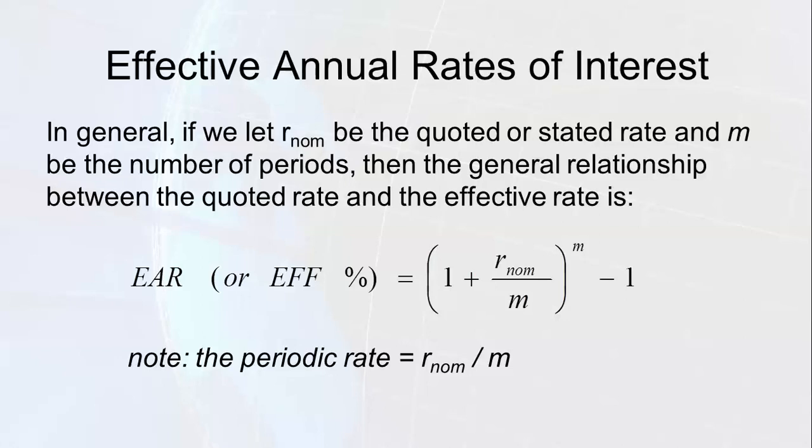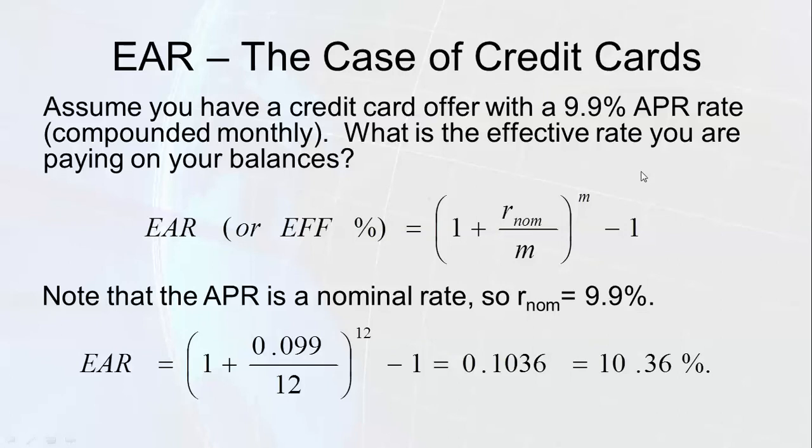We can denote the compounding period as N. If you use the formula, the effective rate equals 1 plus the nominal rate divided by compounding, which gives you the periodic rate, and how many times compounding, raised to the number of compounding periods. Take out 1, and you're going to get the effective rate. Okay, so let's see our examples.